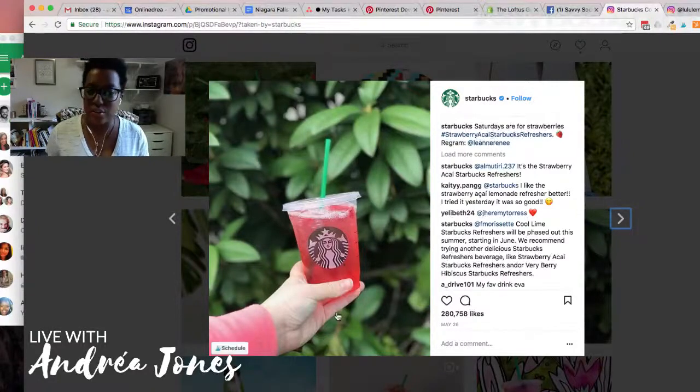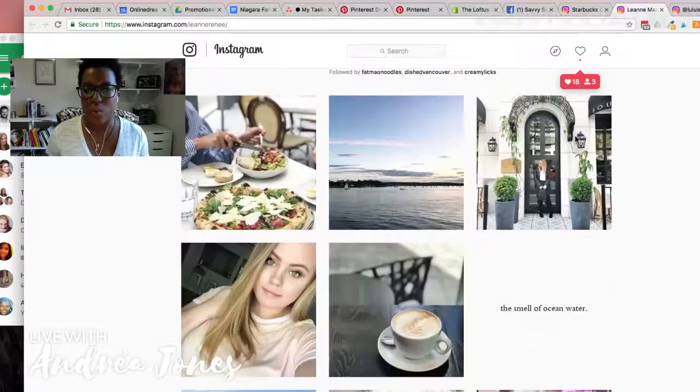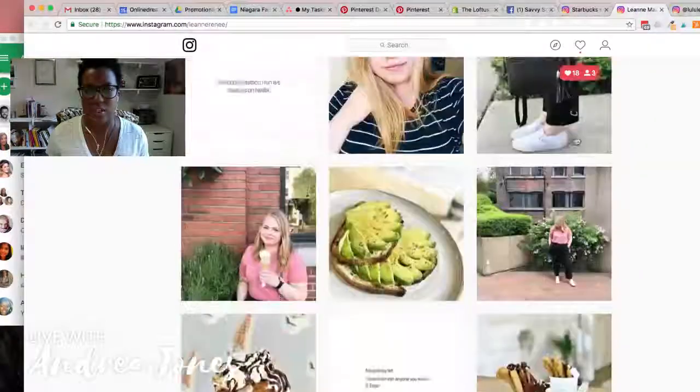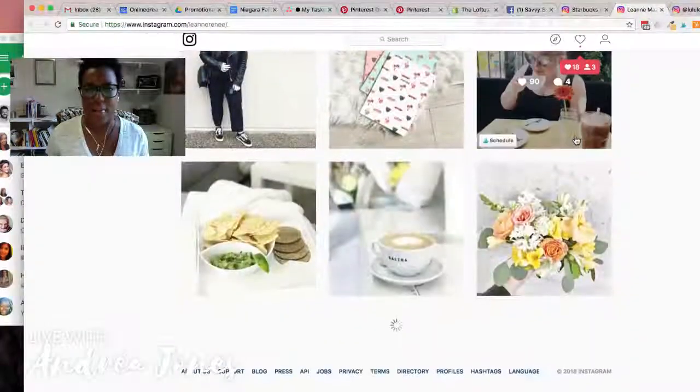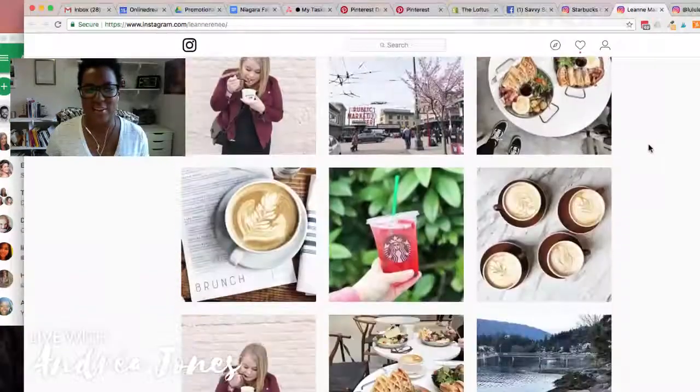This is a user's picture. So Saturdays are made for strawberries, and it's regrammed from this girl. So I'm going to click on her profile and go look at the original. So we're going to see the difference between her post and what Starbucks posted. She probably posted it a while back, so let me see if I can scroll. I really should have planned this. It looks like she drinks a lot of Starbucks. Okay, here we go.